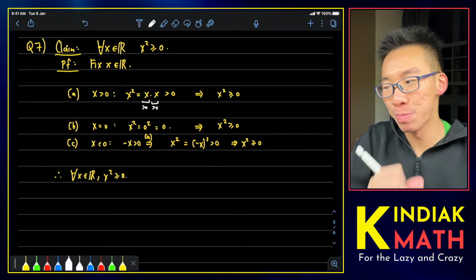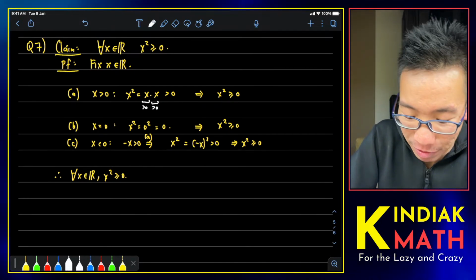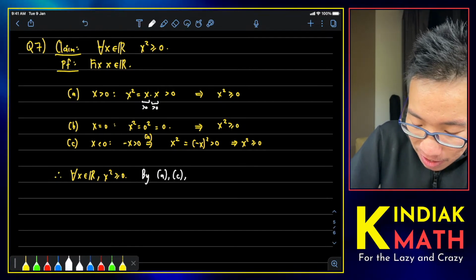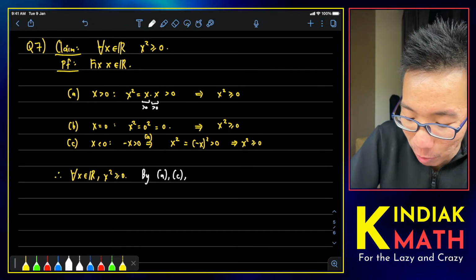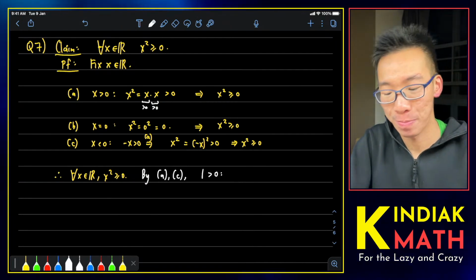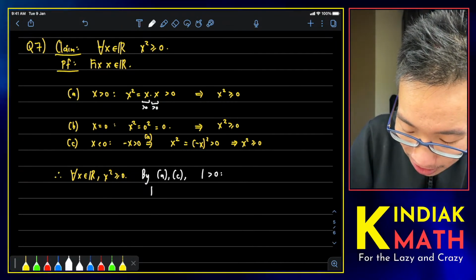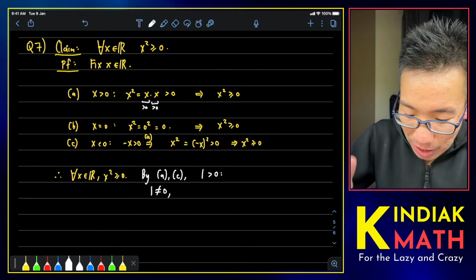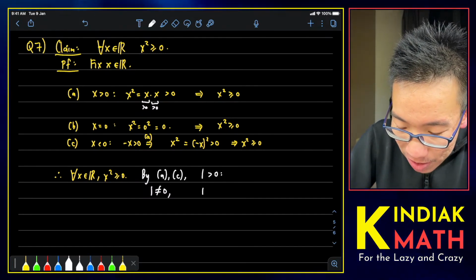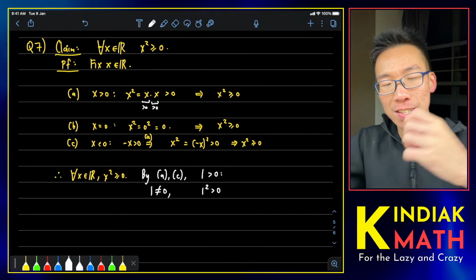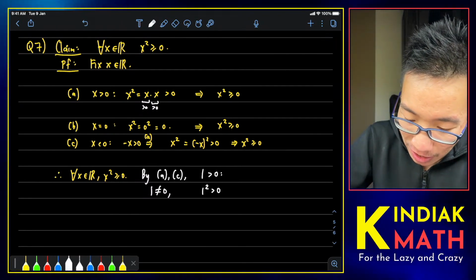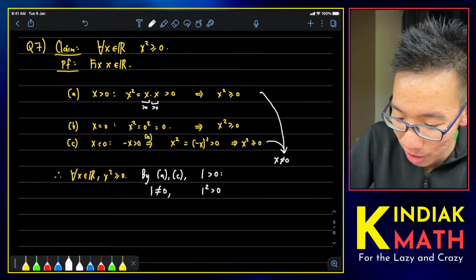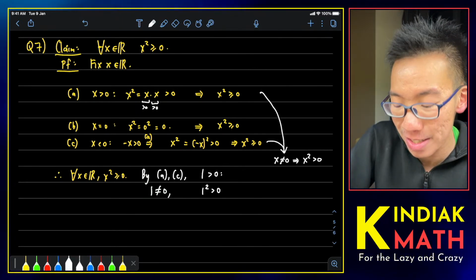Now, my favorite part of this proof, and I shared this with my class before, is that by parts A and C, we can prove that 1 is bigger than 0 as follows. Since 1 is not equal to 0, by A and C, 1 squared is bigger than 0. A and C actually combine to tell us this, right? If x is non-zero, then x squared is positive.